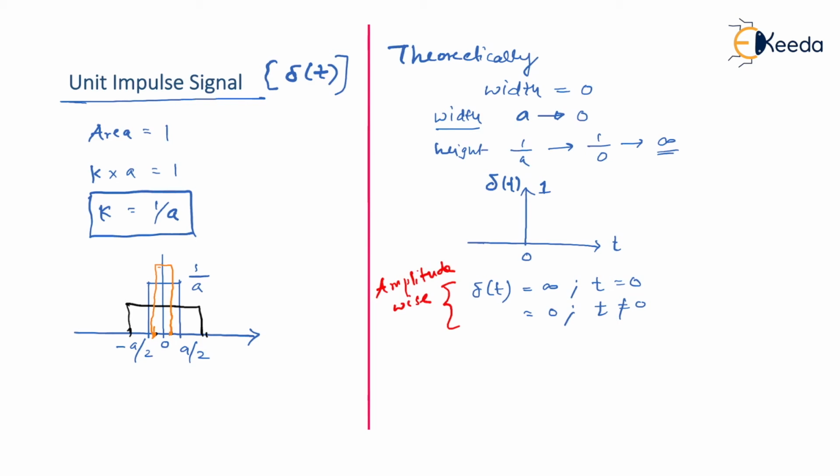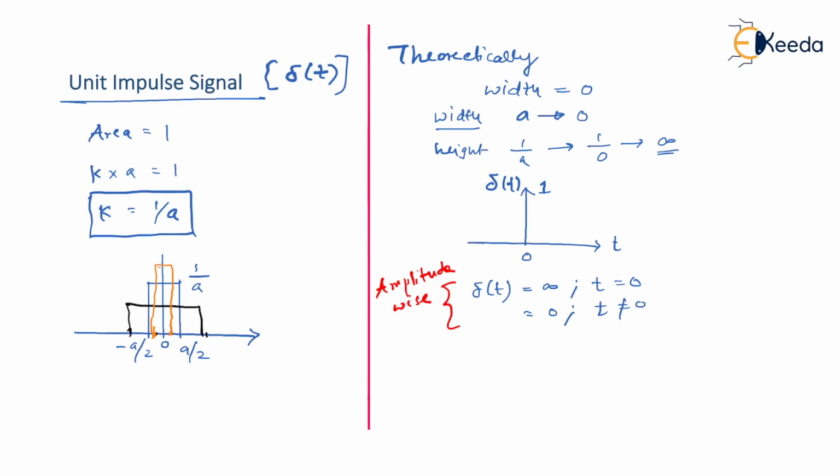Now if I want to express the delta signal area wise, because as I said, in case of impulse signal, the property which is important is not for how much duration it is present or for what height it is present. It is required that height as well as width both should be incorporated. So area is important to us. So how much is the area? Area is equal to 1.